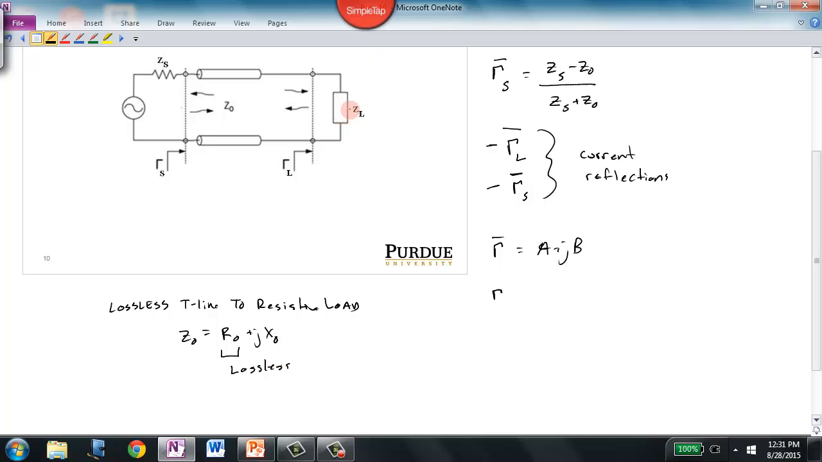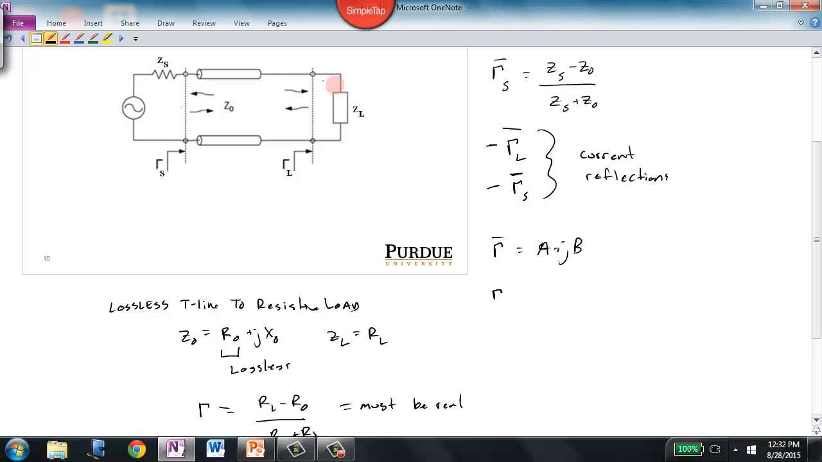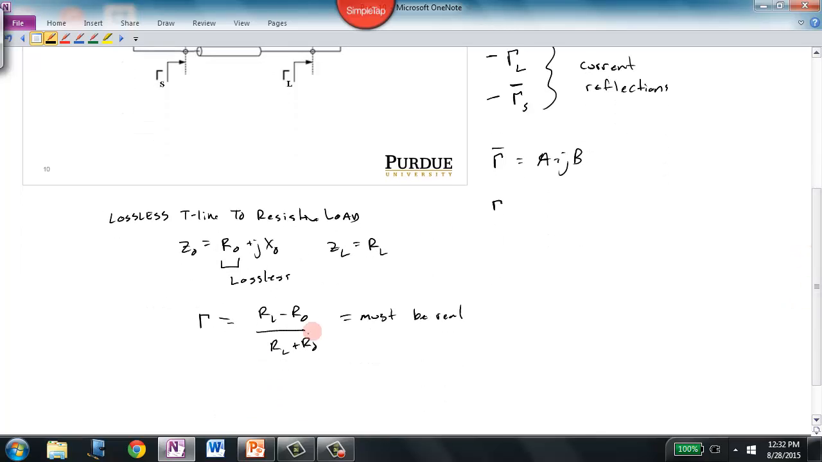And if we're delivering to a purely resistive load, ZL is just purely real. The reflection coefficient gamma is going to be RL minus R0 over RL plus R0, and that has to be a real number. And what that indicates is the voltage waveform, when it hits the impedance boundary, it just gets reflected. There's no phase shift occurring because there's no imaginary component to the reflection coefficient. So that's a very common case.